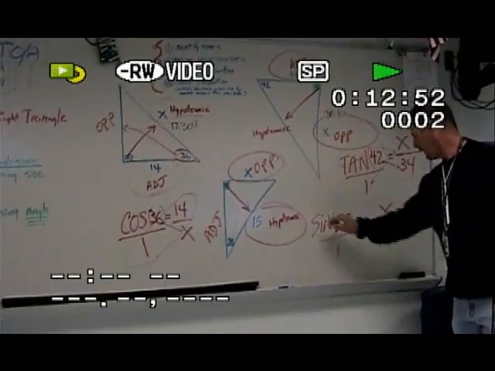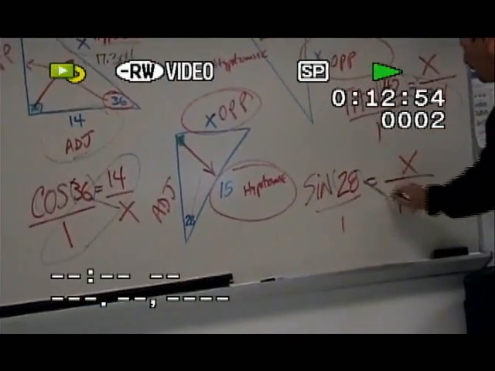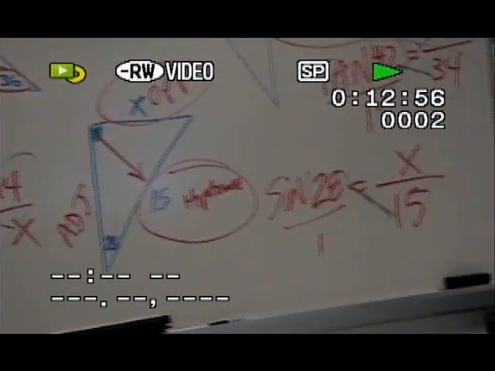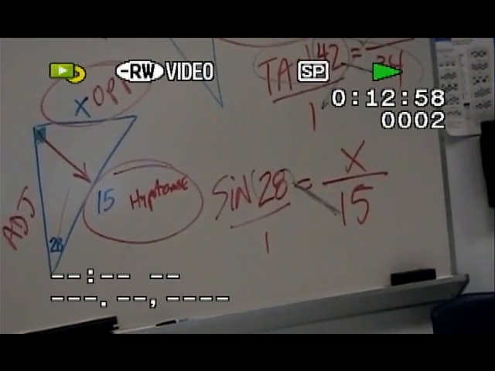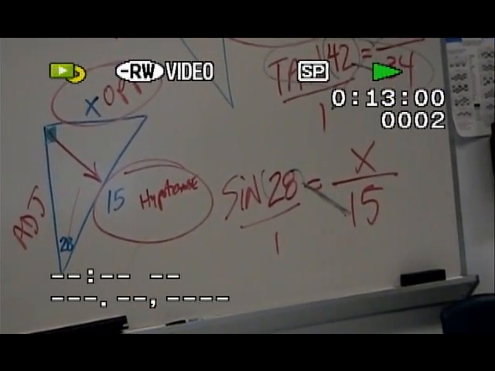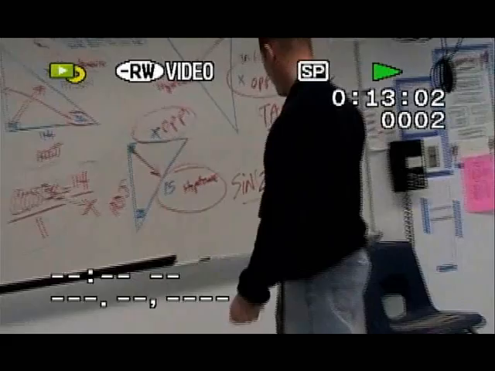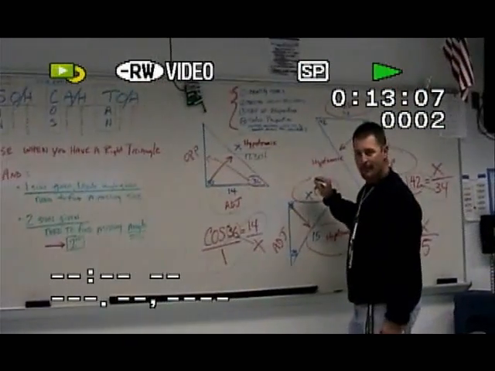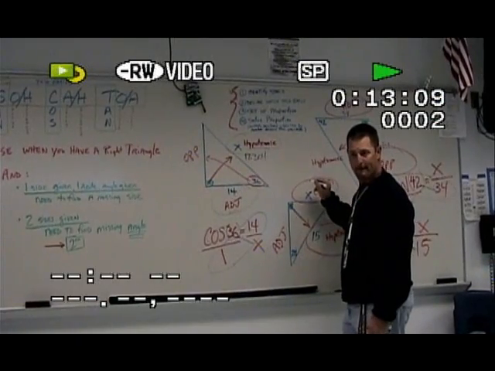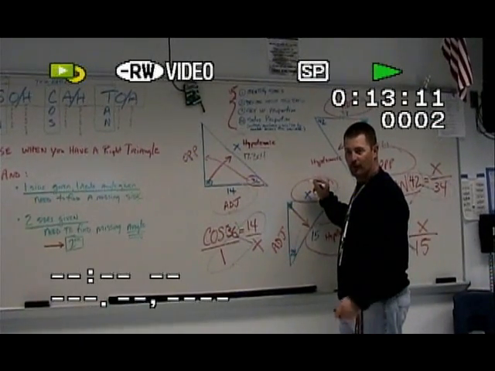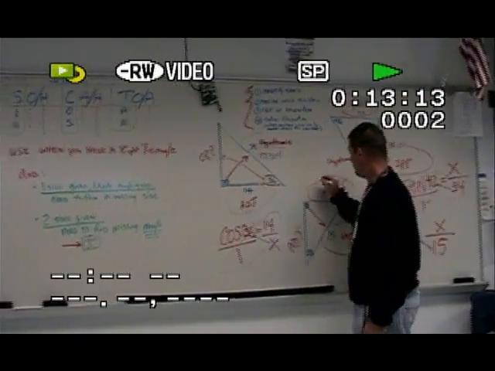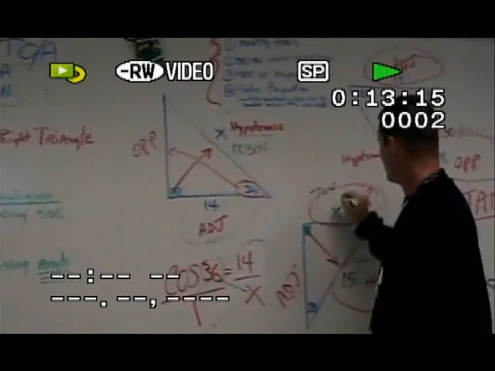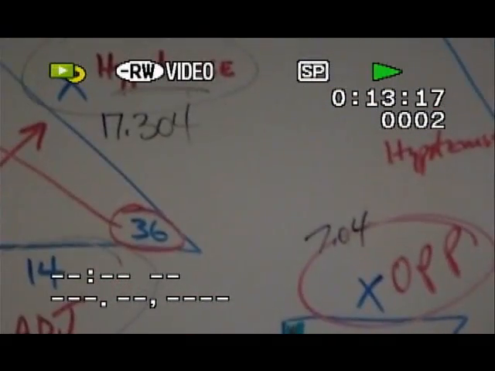You're going to multiply sine of 28 times 15, because those are the numbers across from each other. Then you can divide by 1 if you want. It's not necessary. And then tell me what you get on that one when you multiply that out. Jordan, you got it? 7.04. Is that what you got? Is that what everybody got?